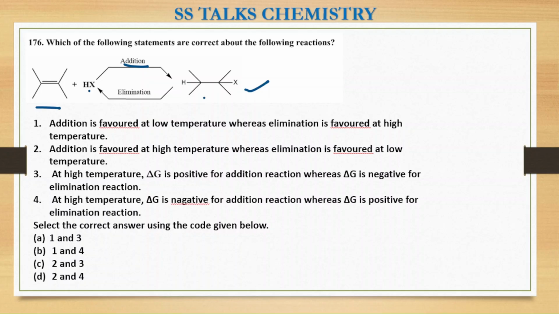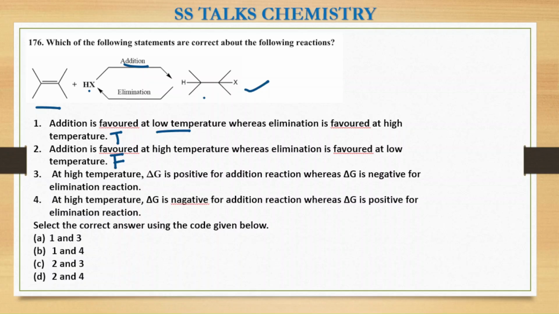Okay. So the first statement says that addition is favored at low temperature, whereas elimination is favored at high temperature. This is the true statement. Generally, what we see is that elimination takes place when we provide high temperature conditions, and that is what is given to us. So this statement is the true one. Next is addition is favored at high temperature, whereas elimination is favored at low temperature. So this is the reverse statement. So this one is not the true one.